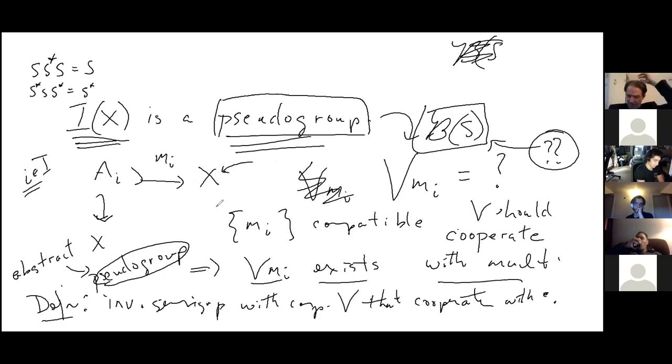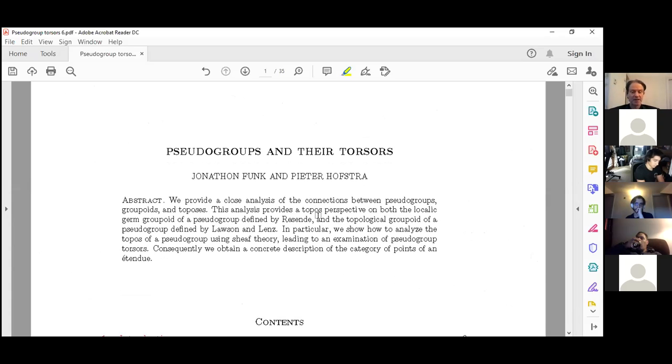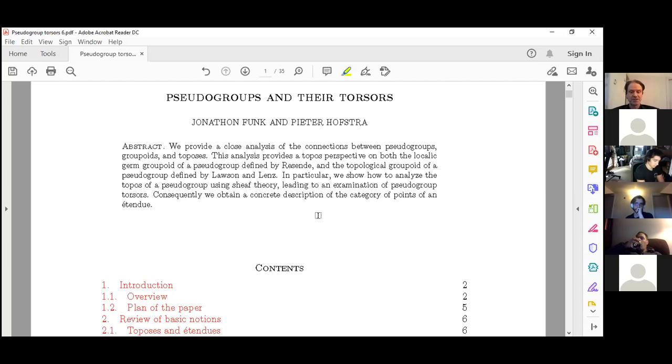And maybe I should go now back to the paper. I don't want to get too into the technicalities, but anyway, any questions? I would like now to just say what we did in this paper. Here's the abstract. We did basically two things. We analyzed this connection between pseudogroups, groupoids, and toposes. Like I say, there's a lot of history to it, and much has been done.